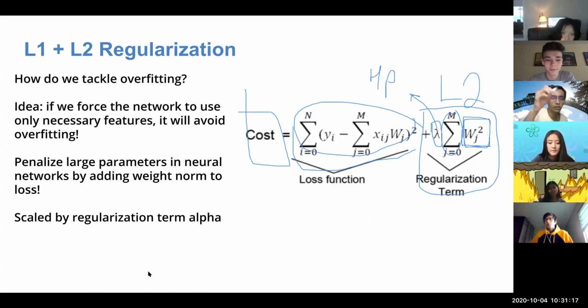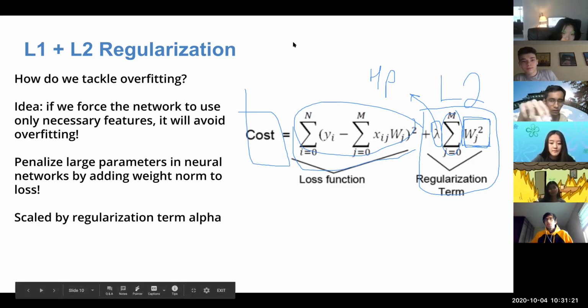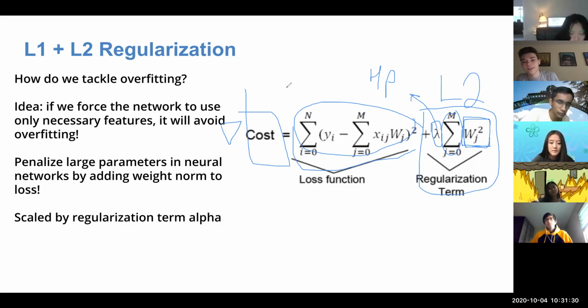Wait, so does the gradient descent, the derivative, do we take the regularization term in the derivative as well? Yeah. So you're going to take the derivative or gradient of the cost, and that also takes the derivative of this. That's a good question.